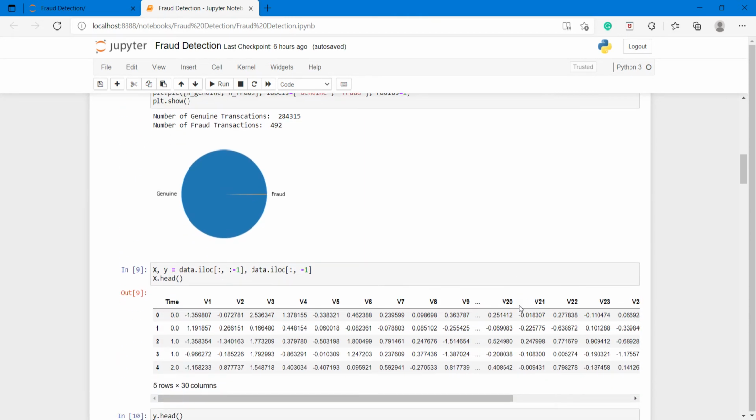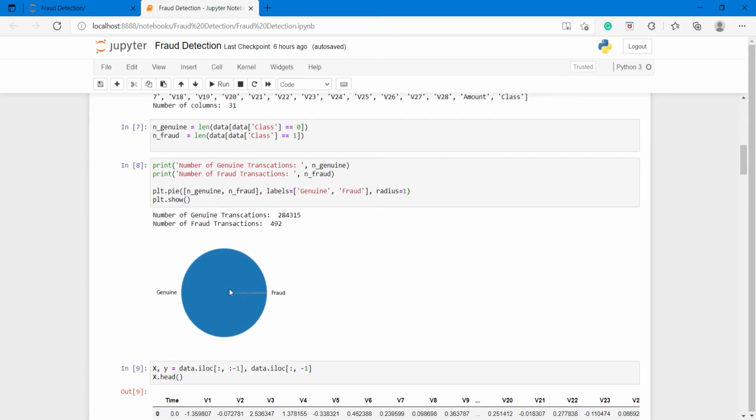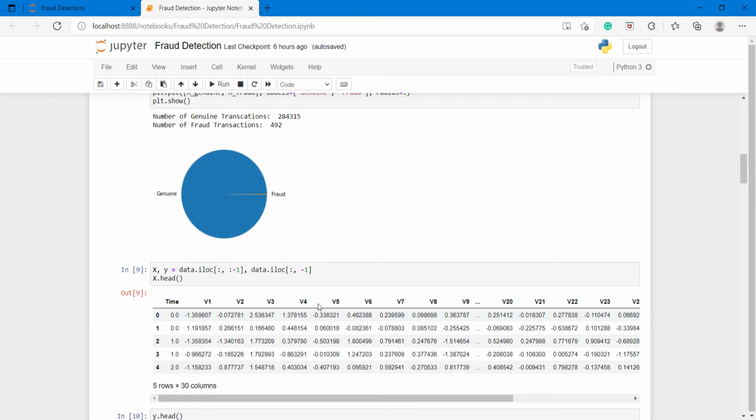Here I plotted the pie chart which represents the genuine transactions and the fraudulent transactions, where you can see that there are 492 fraudulent transactions. There are precisely 492 fraudulent transactions in the data which we have.